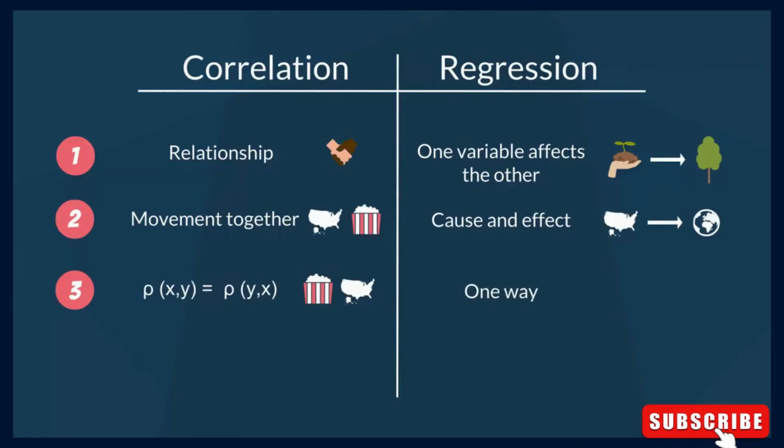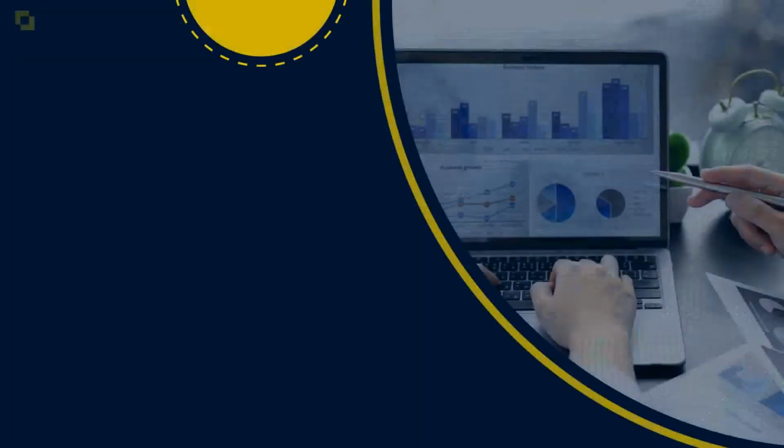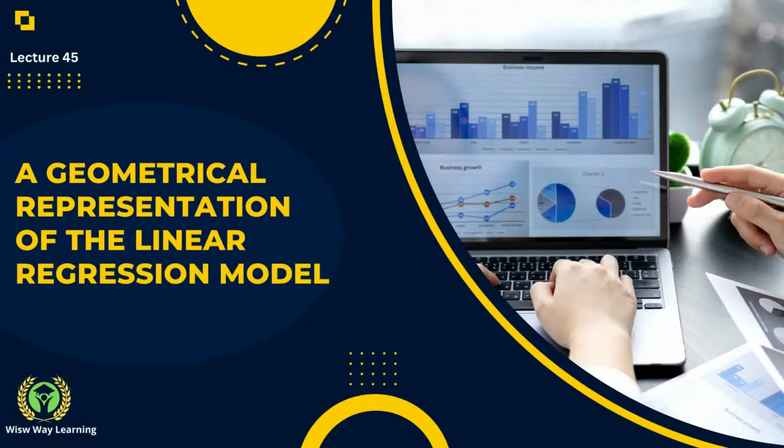Regressions of y on x and x on y yield different results. Think about our example with income and education. Predicting income based on education makes sense, but the opposite does not. Finally, the two methods have very different graphical representation. Linear regression analysis is known for the best fitting line that goes through the data points and minimizes the distance between them, while correlation is a single point. Alright, hopefully this short video clears some doubts you had. Stay tuned. Lecture 45. A geometrical representation of the linear regression model.